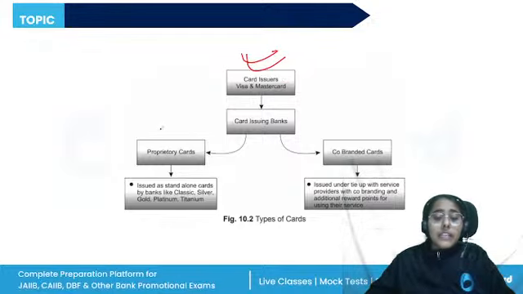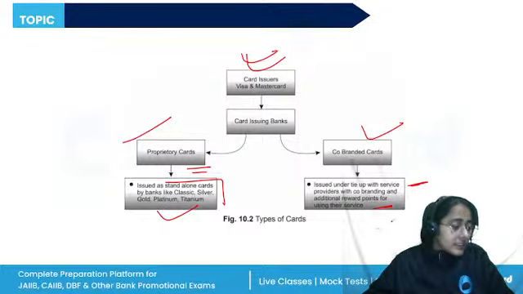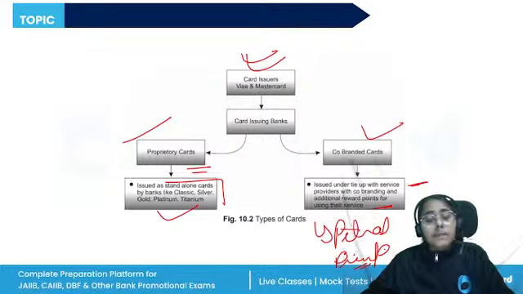The credit cards can be issued in the proprietary format or the co-branded format. Proprietary means the stand-alone cards. These are issued by banks like the Classic, Silver, Gold, Platinum, and co-branded cards are issued under a tie-up with service providers. For example, the banks can have a tie-up with any petrol pump, and if we use this card at that location, various rewards are offered to the customer. Similarly, airlines also provide co-branded cards to the customers.